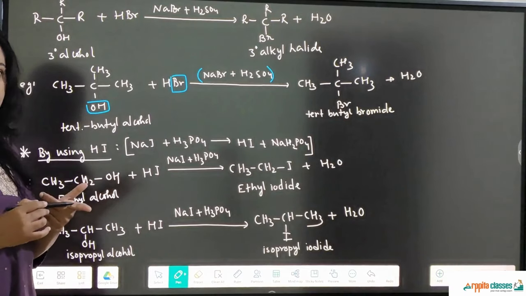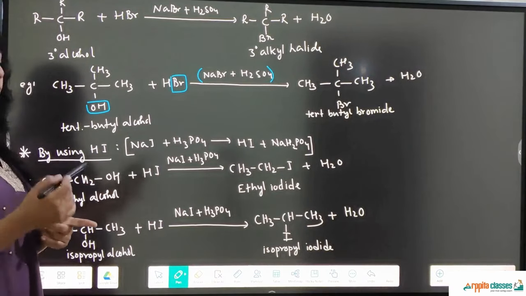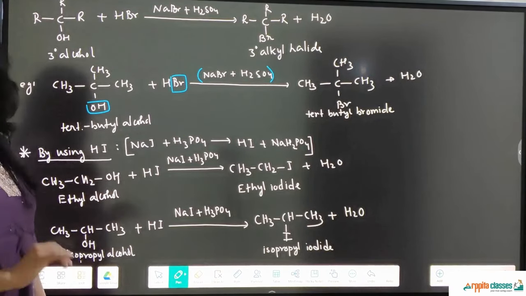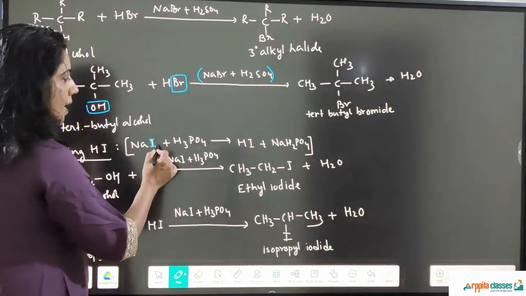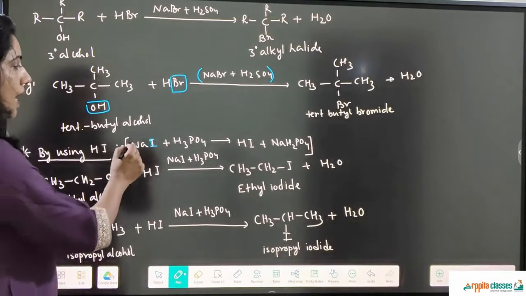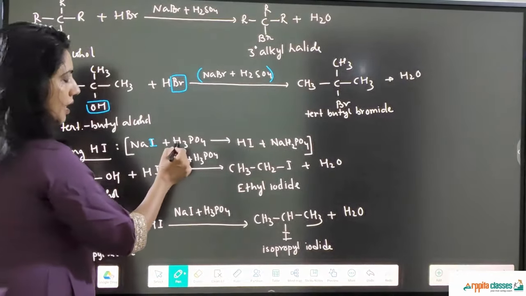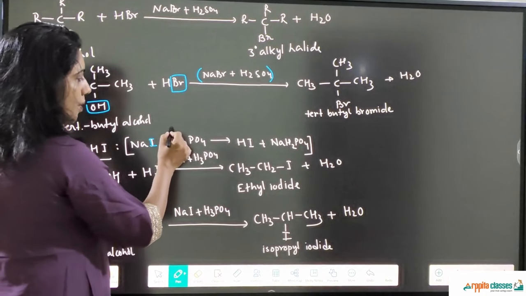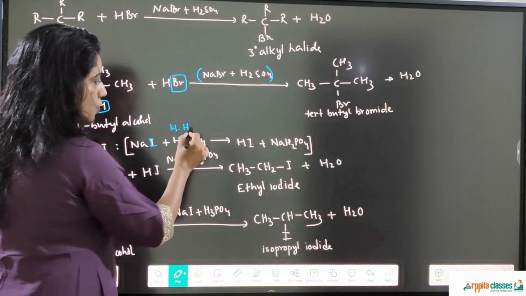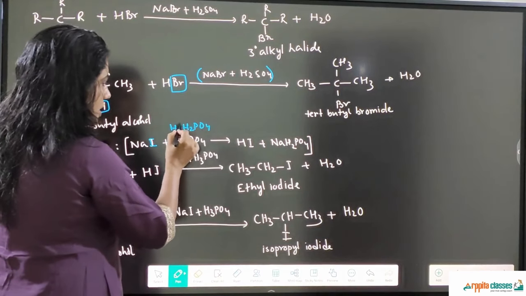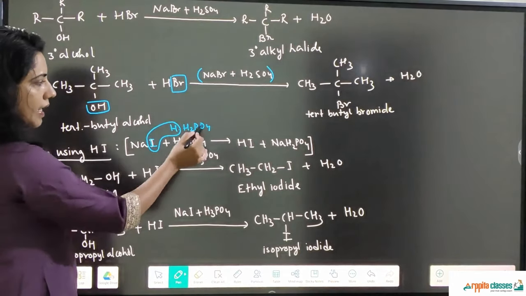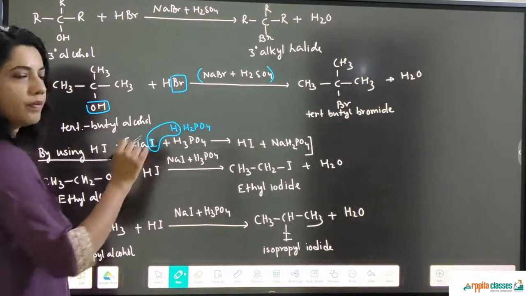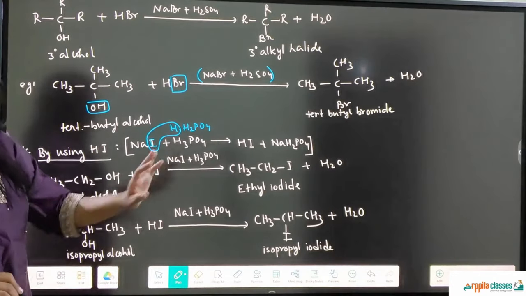We have used HCl, we have used HBr. Now we are using HI. HI also can be prepared in situ by the reaction of NaI plus H3PO4. Na will be replacing one of the hydrogens from here. This is H and H2PO4 you can consider. So this H and I will give you HI, and the other product will be NaH2PO4. So we get HI this way. HI is the main reagent.